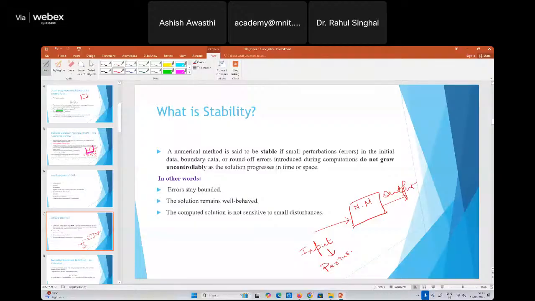It is not giving anything random, isn't it? Whatever initial and boundary conditions we want, the solutions come accordingly. And the computed solution is not sensitive to small disturbances. That means if you make a little change in the initial or boundary condition and recalculate, you see that the solution comes almost the same. There are not many changes. So you are sure that the method or the system which you have created is stable. Fine.